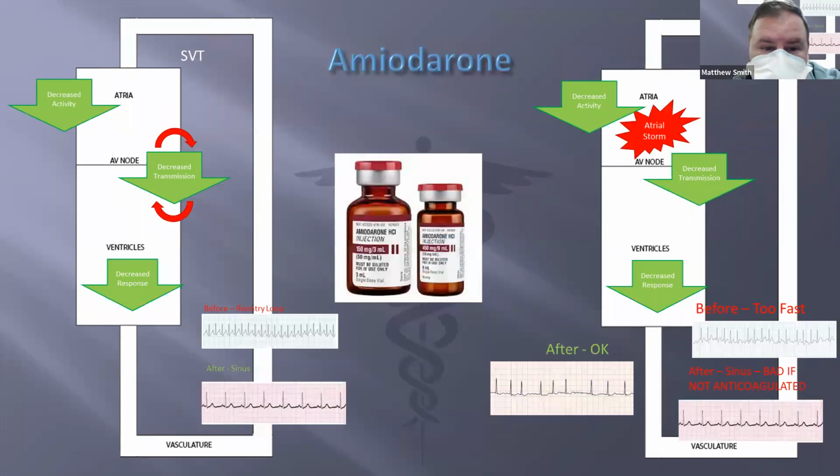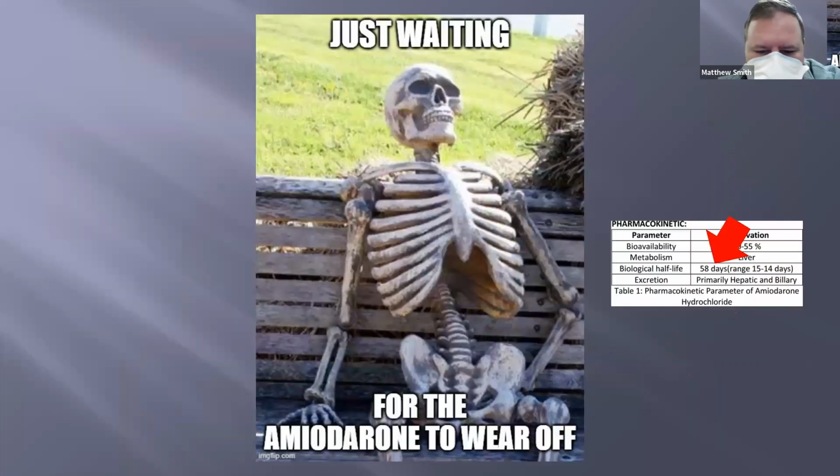We could give amiodarone, which is going to suppress activity at all levels of the heart, in the atria, at the AV node, and in the ventricles. It's going to lead to decreased conductivity, decreased reentry for SVT, decreased atrial activity and transmission of atrial activity in AFib with rapid ventricular response. But we're going to remember with amiodarone that it does have a tendency to convert patients into a sinus rhythm. And so we're only going to be using this when we're confident that our patient is on anticoagulants and that they don't have clots that have formed in their fibrillating atria. We're going to remember amiodarone lasts a long time in the body.